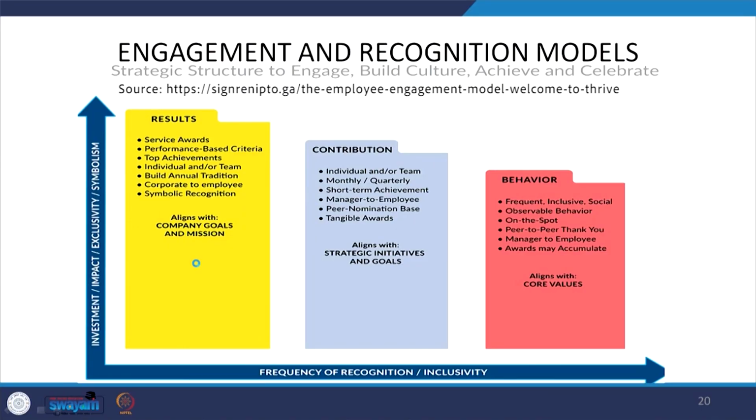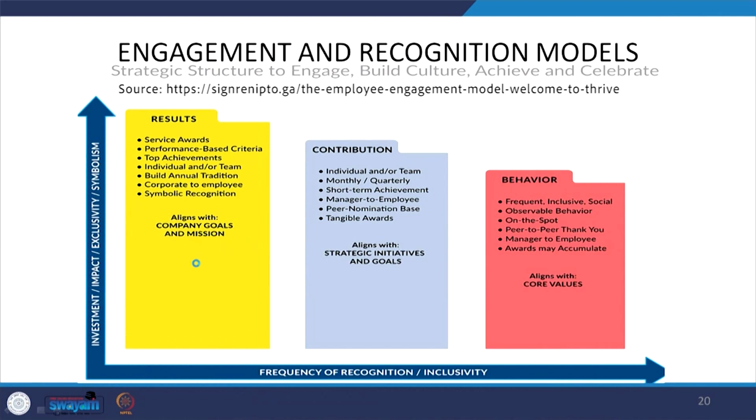Further, in employee recognition there is the 4-level employee recognition maturity model: inconsistent, standardized, aligned and reinforced, and strategic and pervasive, which I discussed in the first session. From there, now we will continue with the engagement and recognition model. Here we will see the strategic structure to engage, build a culture, achieve and celebrate.